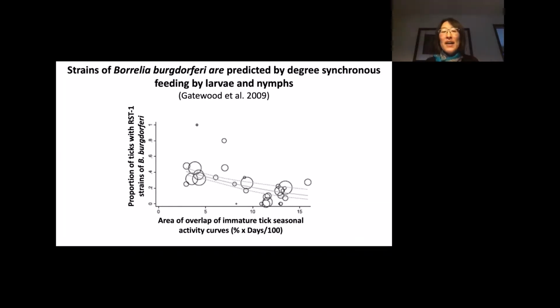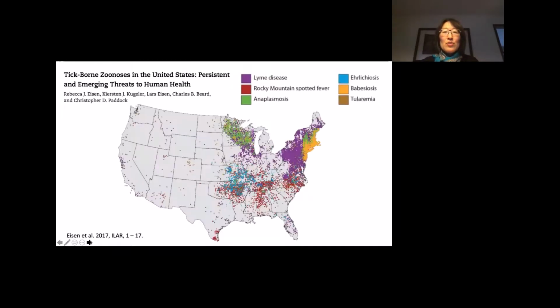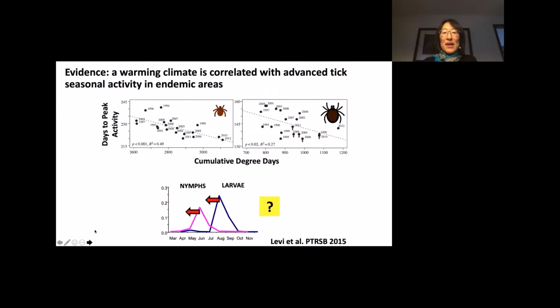Some of it might have to do with this relationship, that as you have more overlap, like on the right side of this curve, you have less of this Borrelia burgdorferi RST1 type strain, which is the longer lived, more quote unquote virulent strain. So yeah, that might have bearing on those.